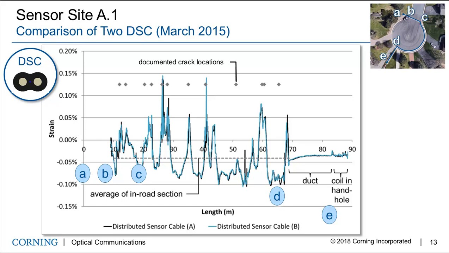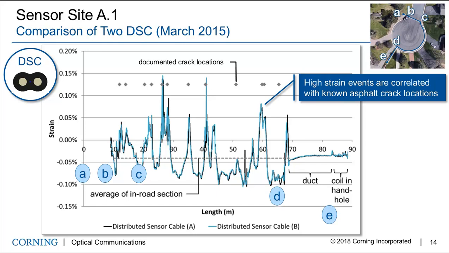Some other things to notice are that the crack locations in the asphalt are shown as the gray markers across the top of the plot. So some things to notice. First of all, we can see that the high strain events are generally correlated with those known asphalt crack locations. For example, there at the 60-meter mark, the strain is high, and there were 2 cracks very close to each other. And also there, between 20 and 30 meters, there were several cracks located close to each other, and the strain is also very high.